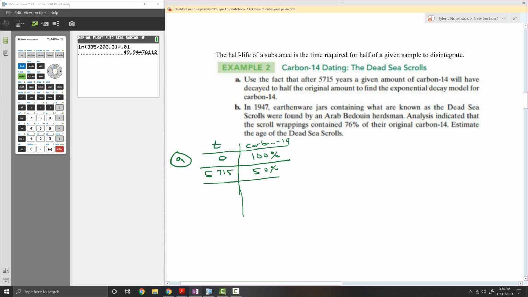And it doesn't matter how much you start with. You just have half left. That's the definition of half-life. So then, if another 5,715 years goes by, so 5,715 times 2, if time was 11,430, in other words, we added another 5,715 years, this would now be at 25%. So notice over here, we keep multiplying by 0.5, and over here, we keep increasing by the half-life, 5,715.